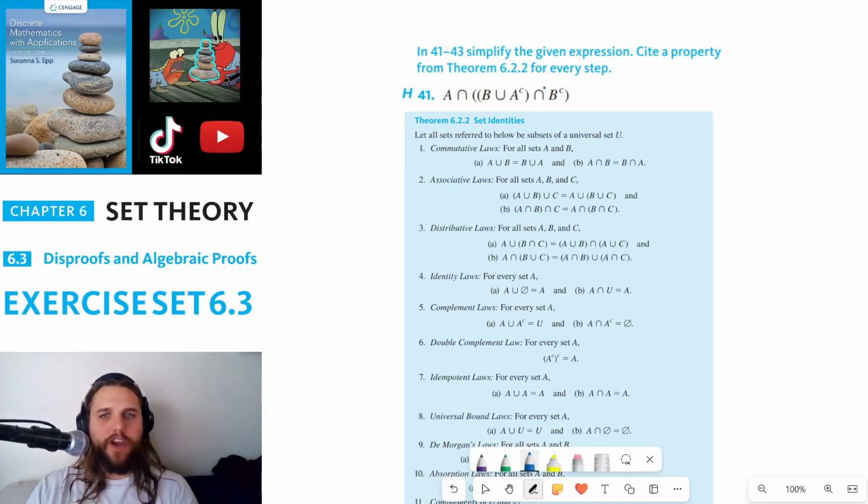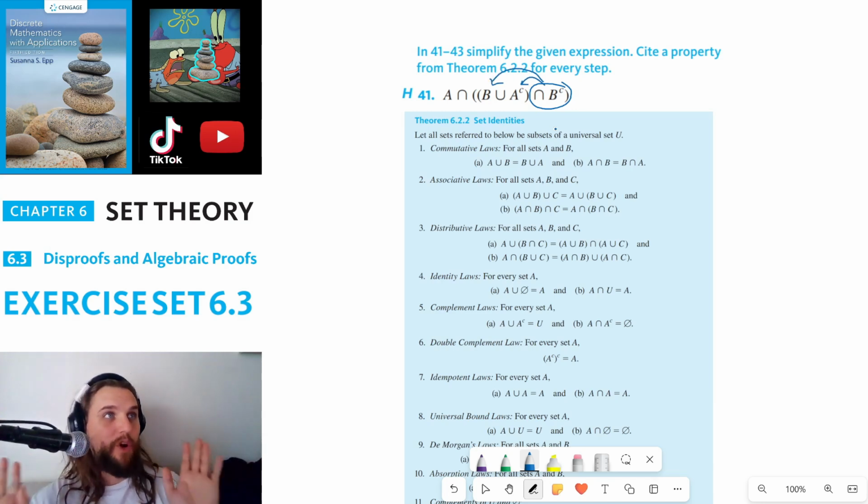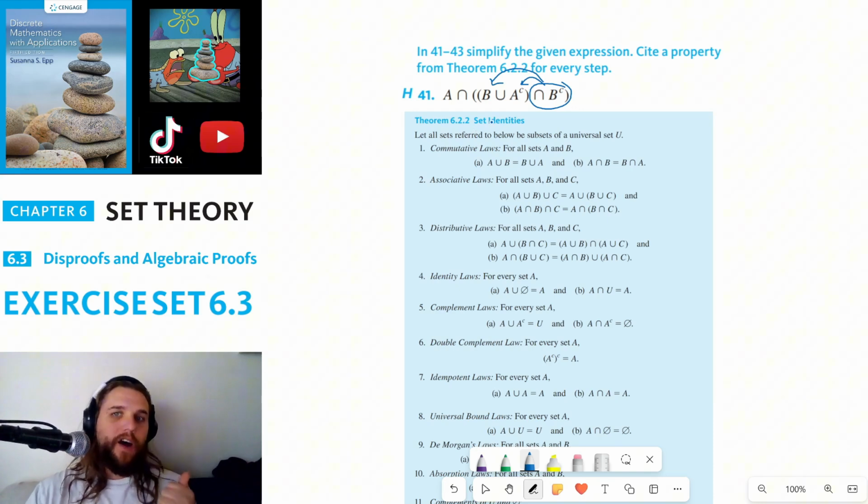Now, the first thing I notice is that these two operations are different, which makes it very tempting to distribute this expression B complement to both of these terms. But we're not allowed to do that. If you remember a couple videos ago from problem 29 of the same section, we talked about how we're not allowed to distribute from the right.